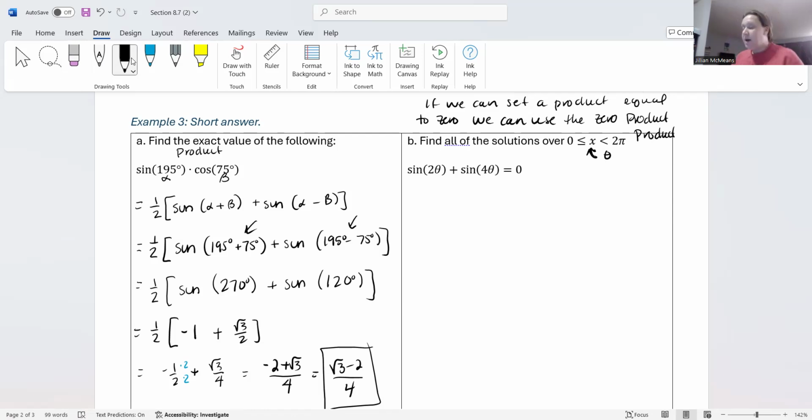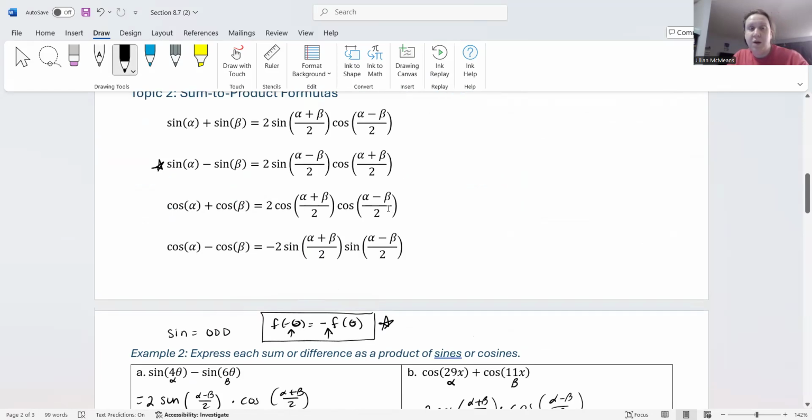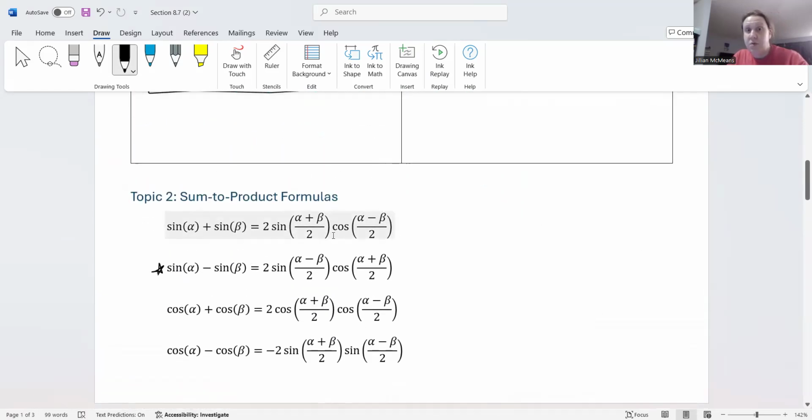Okay, so I have sine of 2 theta plus sine of 4 theta equals 0. So I have an alpha and I have a beta. Is there a way that I could go from a sum to a product? So let's look and see if we have a sum to a product formula. Okay, so we have sine of alpha plus sine of beta equals 2 times sine of alpha plus beta divided by 2 times cosine of alpha minus beta over 2. So let's look into using that formula.